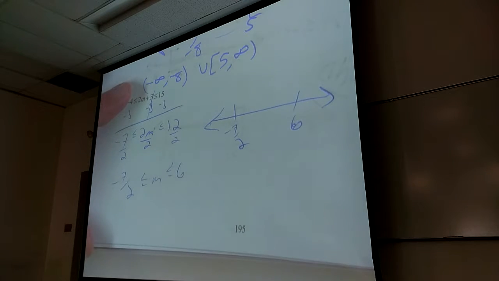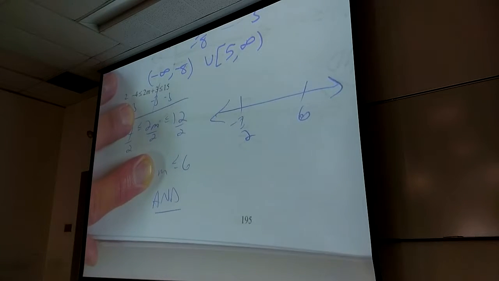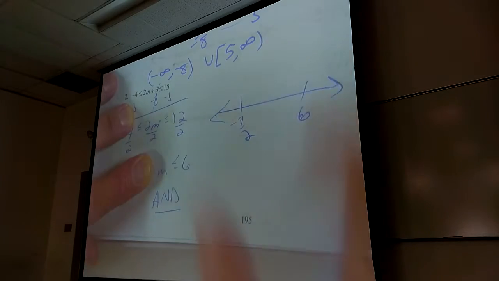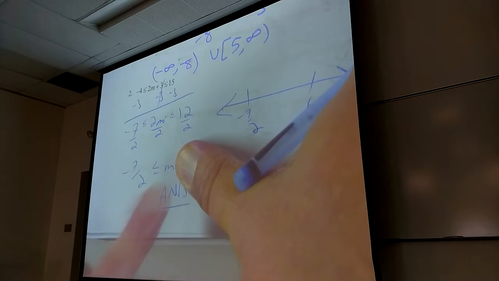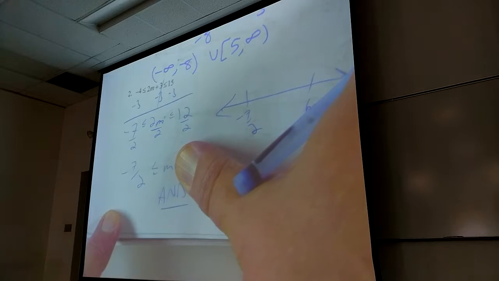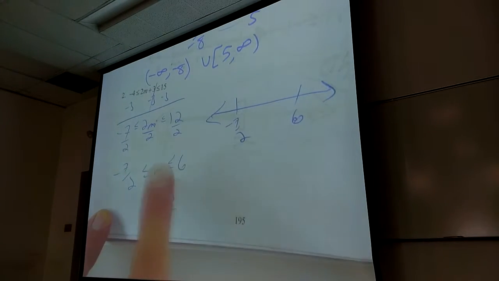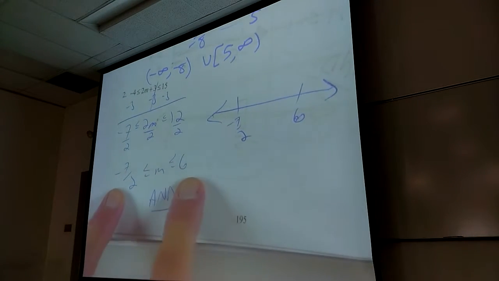Now what is this? This is a hidden word here. This is a hidden and. M has to be less than or equal to 6, and it's got to be greater than or equal to negative 7 halves. So the quick way to say this is m is between negative 7 halves and 6.